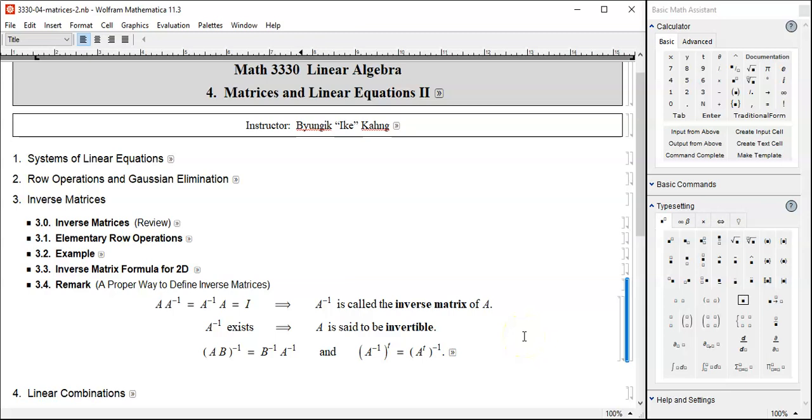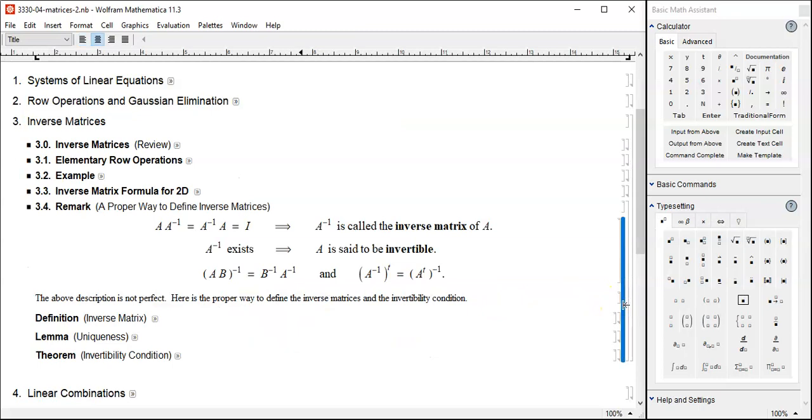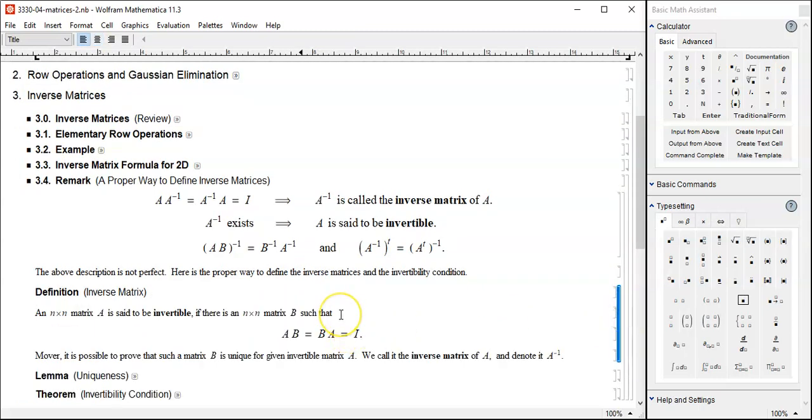This is a description we use, but there's a problem. We are using the inverse matrix, the term and its notation, before even defining the inverse matrix. That's problematic. So how do you make it right? That's where this kind of definition comes into play. We define the invertibility first, and then define the inverse matrix.